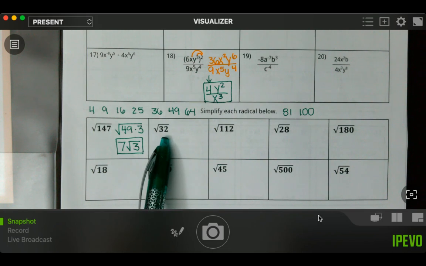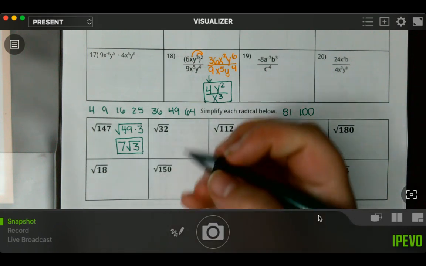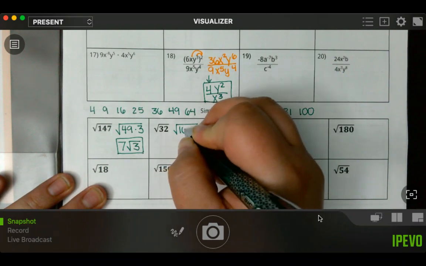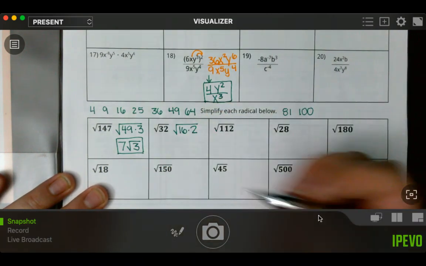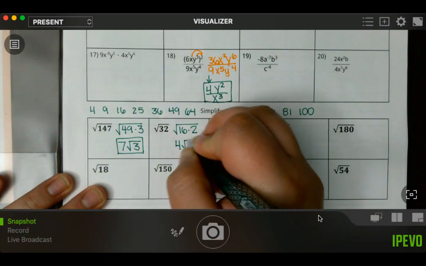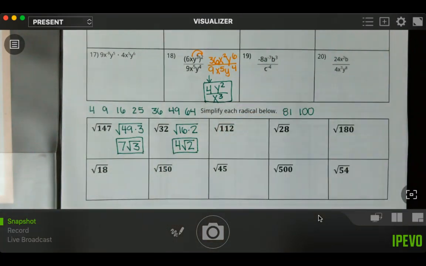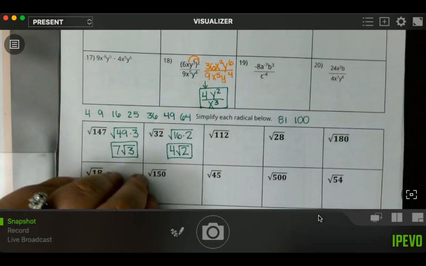This one was a little bit easier because 32 is 16 times 2. Got a little ahead of myself there. And the square root of 16 is 4. That's it. Go ahead and give the rest of those a shot. I'm going to move on to Unit 6 with you.